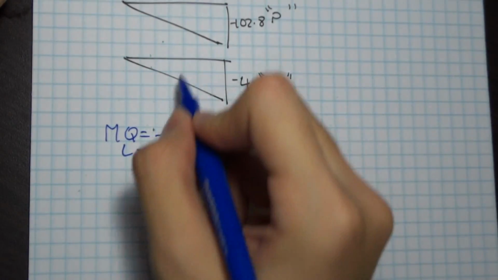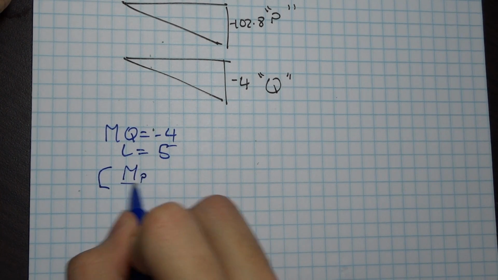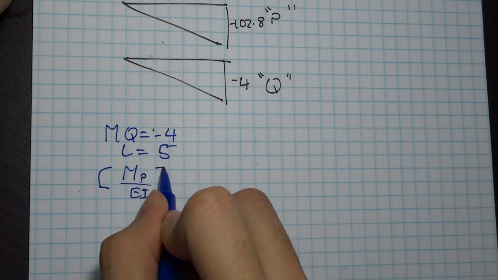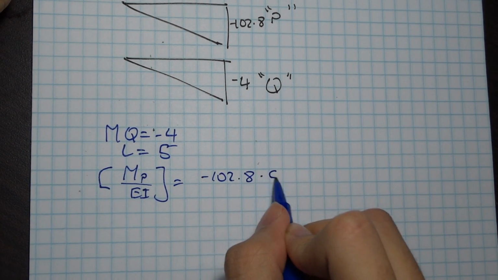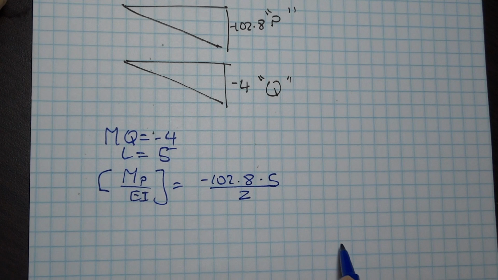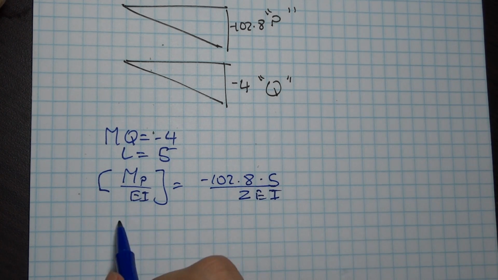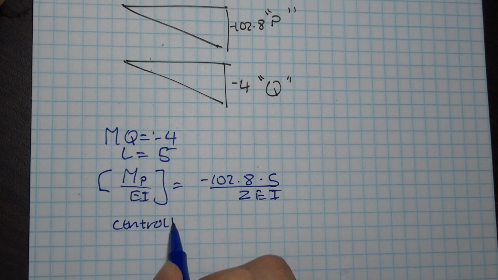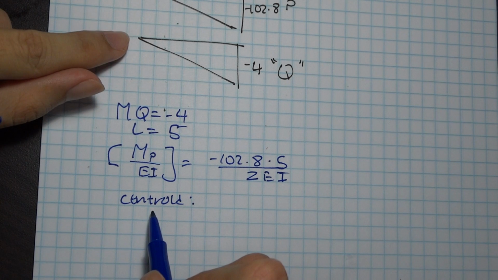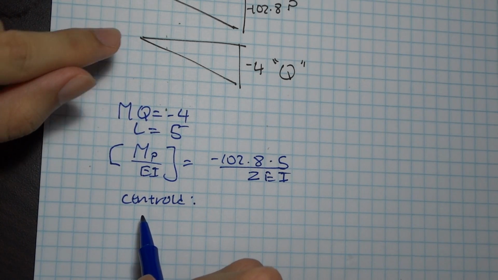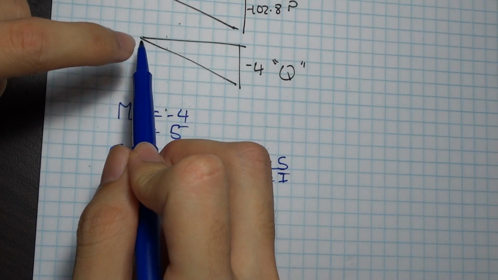Now the area of this triangle, if we do the Presser's notation, which is MP over EI, is going to be negative 102.8 times 5 divided by 2 over EI. And the centroid is going to be, now the centroid is from the apex or the tip of your Q triangle. And what is the tip? The tip is wherever your Q diagram is 0.